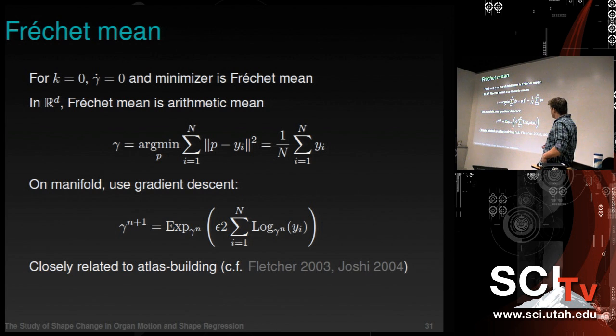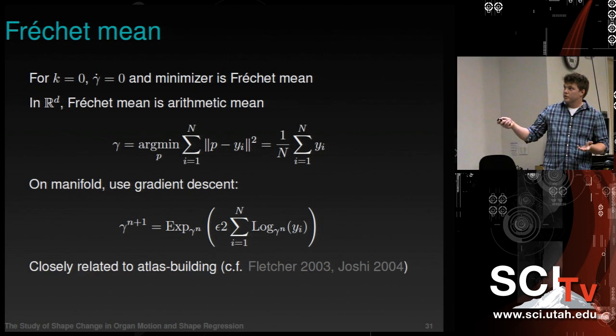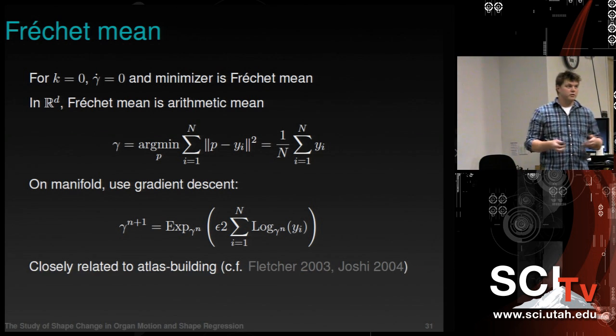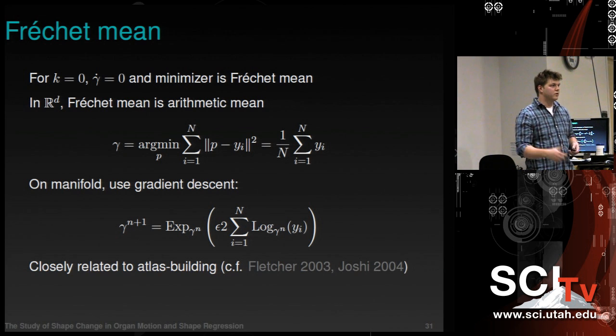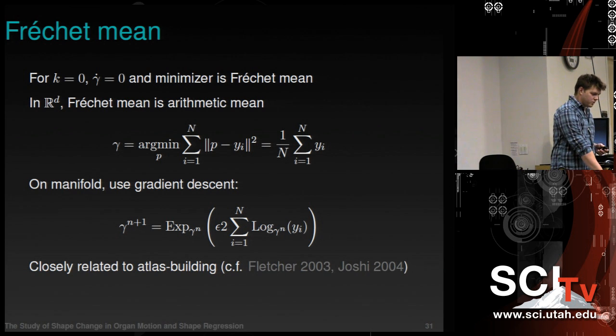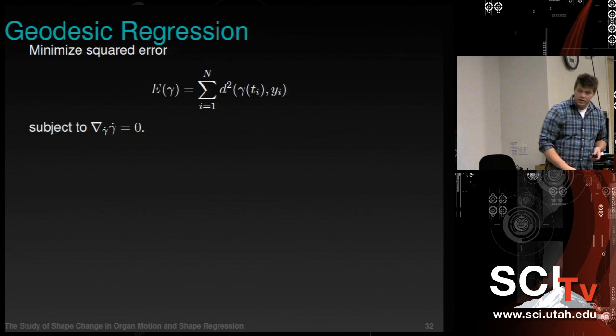And this gradient descent for the Fréchet mean is what's implemented in atlas building procedures. So if you're familiar with the computational anatomy work that Tom and Sarang have done in the last 10 years or so, this is the basis for a lot of that. So that's a way to find just a single mean. And this is actually just a special case of the polynomial regression method that I showed before. You just don't have to worry about adjoint equations and stuff.